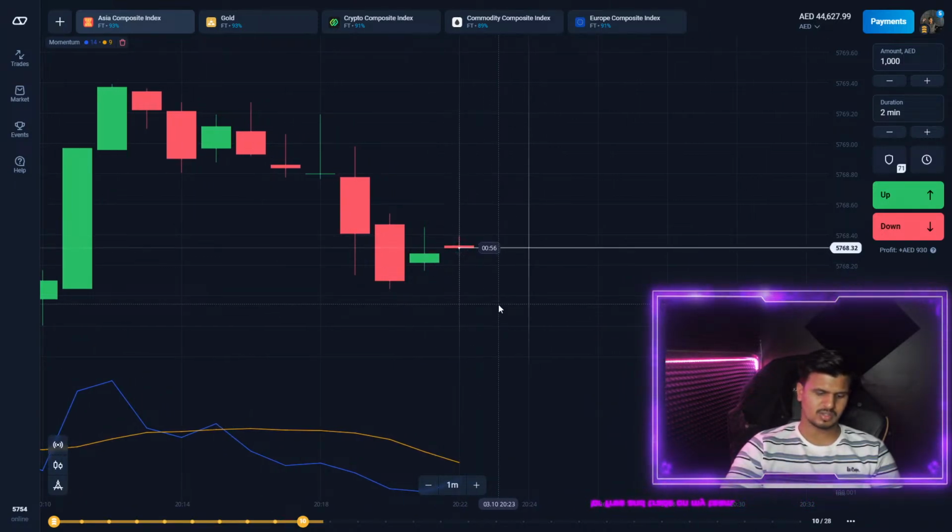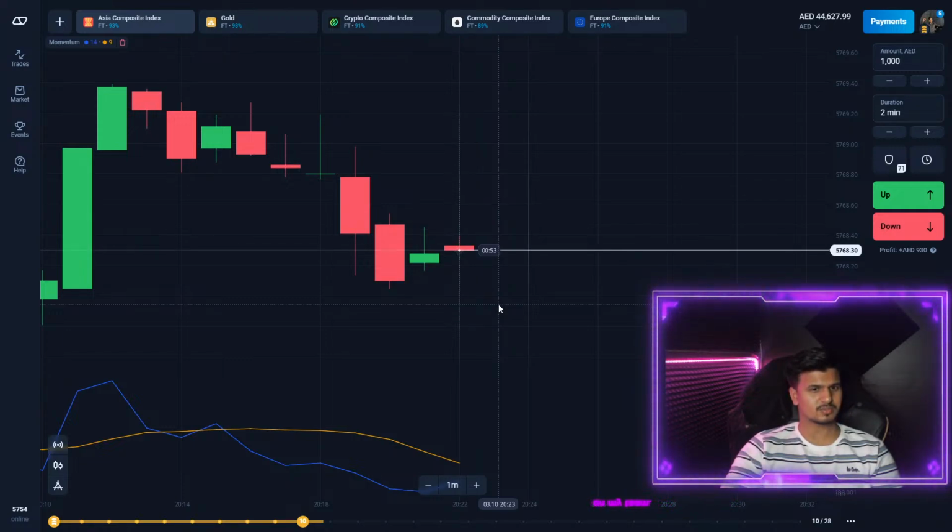Short versus short. Nice, bro. Thank you, bro. Thank you, Amit, bro. Thank you, shorts versus shorts.